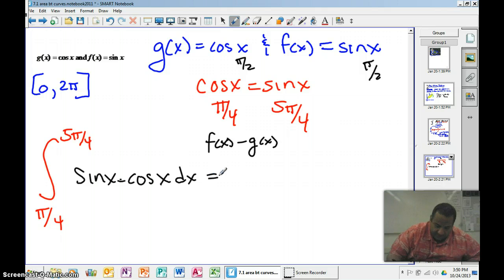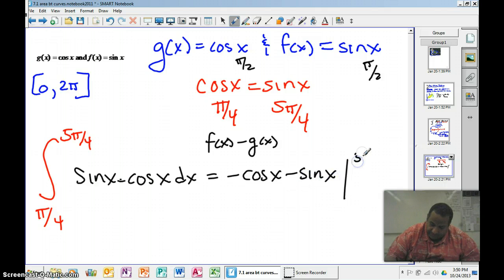And when the smoke clears on that, it's going to be negative cosine of x minus sine of x, all evaluated at 5 pi over 4 and pi over 4.